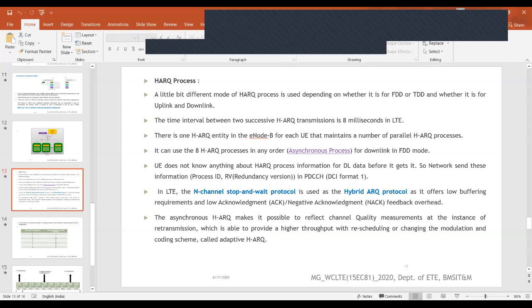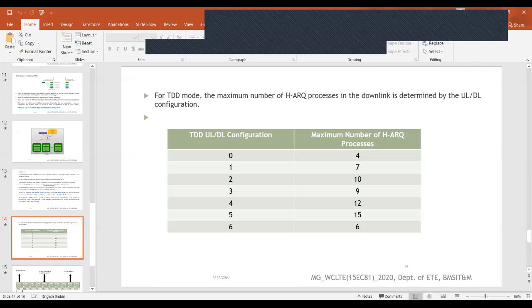So this asynchronous hybrid ARQ provides channel quality measurement at the instance of retransmission, which is able to provide higher throughput with rescheduling or changing the modulation and coding scheme. So, that is why I said adaptive hybrid ARQ. Adaptive hybrid ARQ is what we will be able to change the modulation technique as well as coding technique for that.